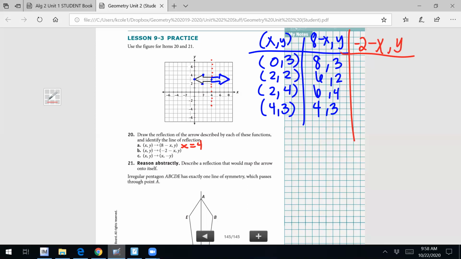Okay, the next one that we're going to use is (-2 minus x, y). So we're going back to these original points. What's -2 minus 0? Okay, what's -2 minus 2? -2 minus 2 and -2 minus 4. Okay, and then we keep our y's the same, just like that. So we get (-2, 3), and we have (-4, 2), (-4, 4). That's going to be the top part of the arrow.